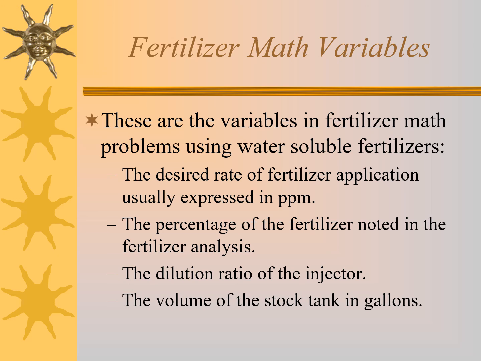The third variable is the dilution ratio of the injector, and we have control over that most of the time because we can change that. However, there are some injectors that have a fixed dilution ratio, so you should be aware of that. And then the last variable is the volume of the stock tank in gallons.